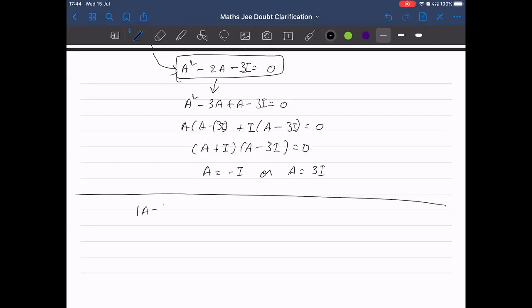Remember, A minus lambda I is the characteristic equation of the matrix. If you replace this lambda by A, then this characteristic equation is going to become A minus A into I, which automatically gives zero. So always A itself is going to become one of the solutions of the characteristic equation.